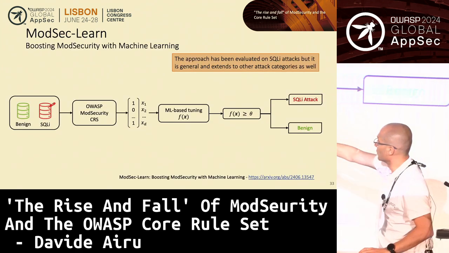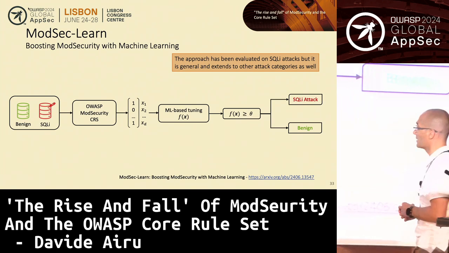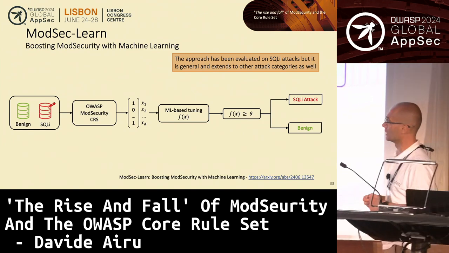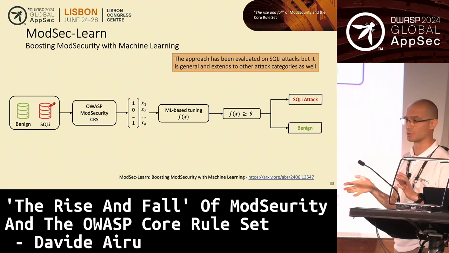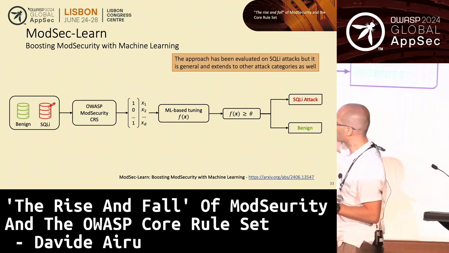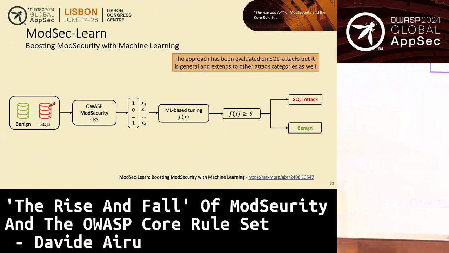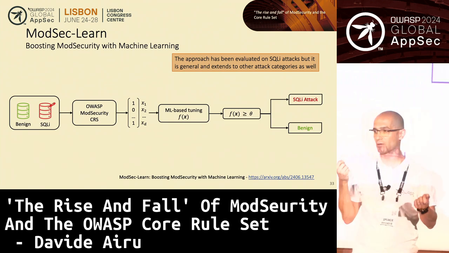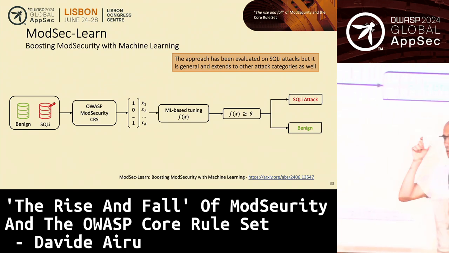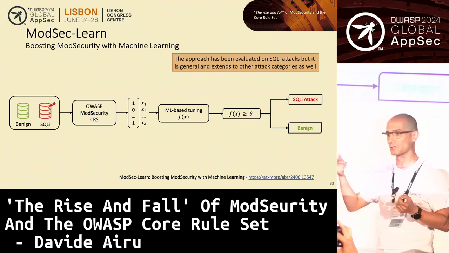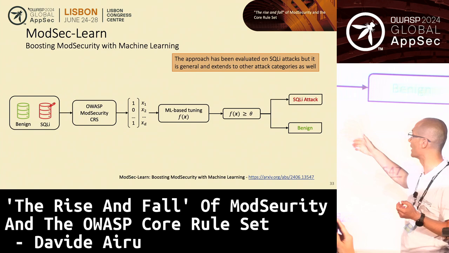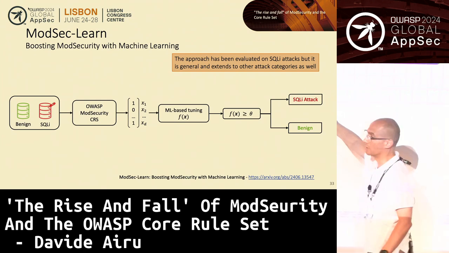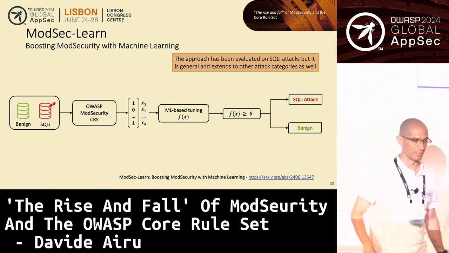So just to give you an overall idea of the system, we have a training set, and I will provide you details later, which is based on both legitimate and malicious traffic. We are using the rules as features, so we have a sequence of zeros and ones, which is one when of course a rule is contributing to the detection, zero when the rule is not contributing to the detection. And there is here machine learning tuning, which is basically estimate of the severity values.